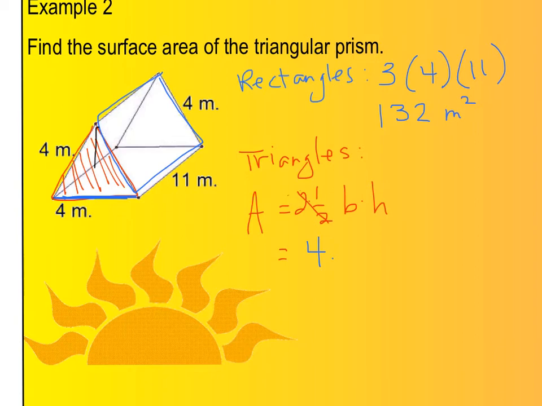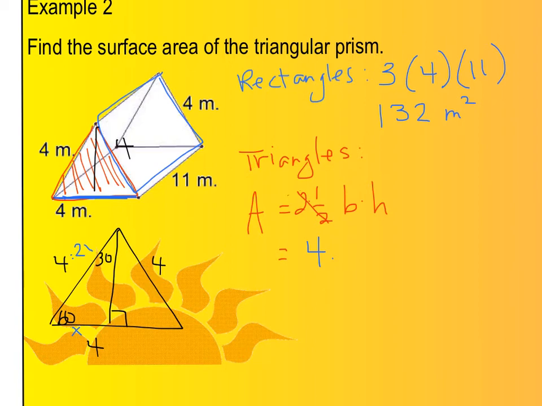Well, my height isn't given directly, but if I take a look at this figure, I notice that it's 4 meters on each side, making an equilateral triangle. So each angle is 60 degrees. I can drop down my altitude, which then turns this into a 30, 60, 90 triangle. We'll remember our special right triangles pattern. Across from 30 degrees is x, across from 90 degrees is 2x, and across from 60 degrees is x root 3. Well, if 2x is equal to 4, I divide each side by 2, which gives me that x is 2, meaning that the height of my triangle is 2 times the square root of 3.